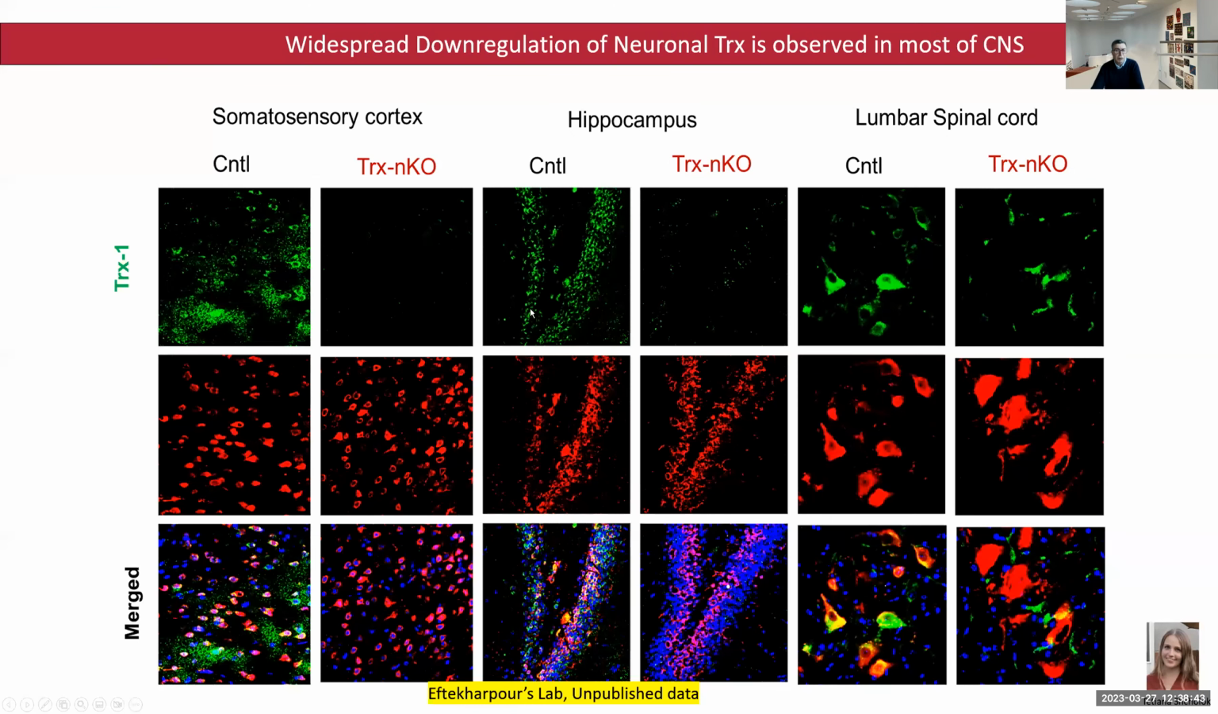So here, we are showing a confirming depletion of thyroidexin in most of the CNS. We can see here the dentate gyrus in the hippocampus. We have a good decrease in thyroidexin in these animals, and this is the somatosensory cortex, and this is the lumbar cord. So this is just showing that this model seems to be working, and there is a general decrease in thyroidexin.